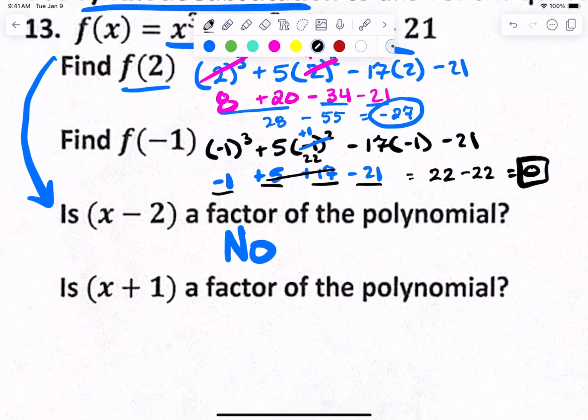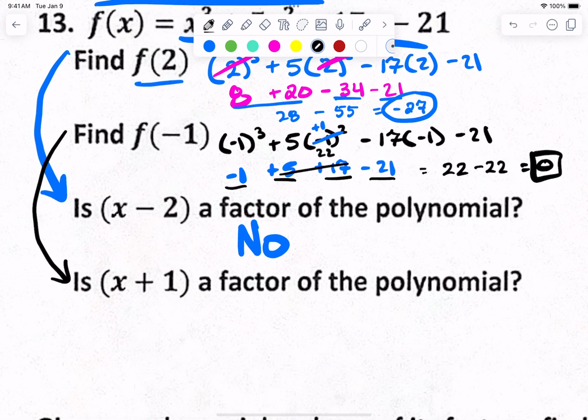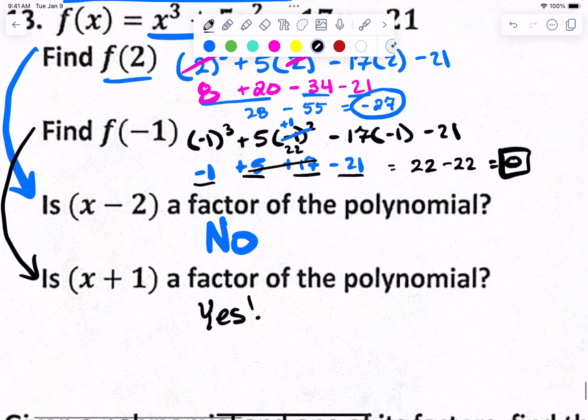Okay, follow-up question. If I were to divide by x plus 1, because I plugged in negative 1, that means x plus 1 is my bubble, right? Does this go into there perfectly? Yes. How do you know that? Because his remainder is 0. If I were to divide them, my remainder would be 0. Got it? Yes, it is a factor. It goes in there perfectly.